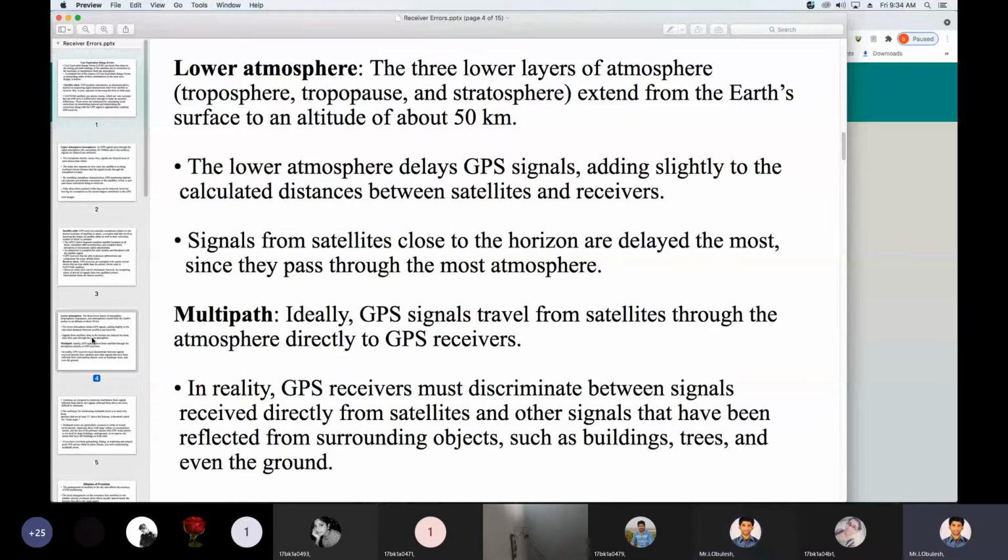The lower atmosphere delays GPS signals, adding slightly to the calculated distances between satellites and receivers. The signals we receive from satellites close to the horizon are delayed the most, since they pass through the most atmosphere.